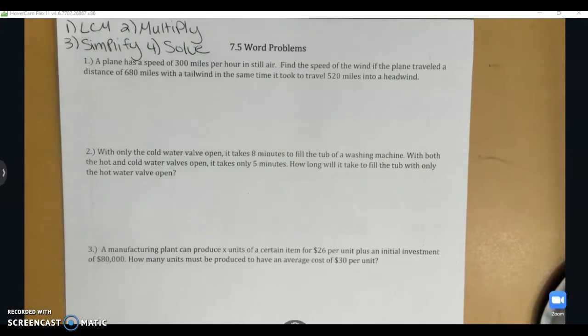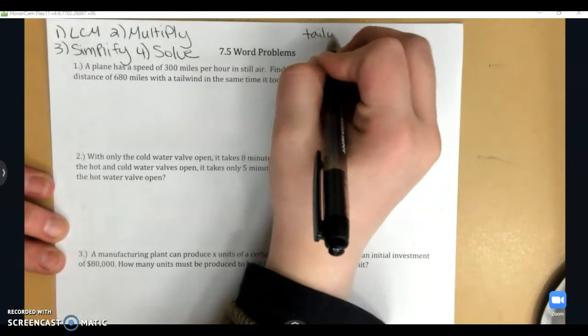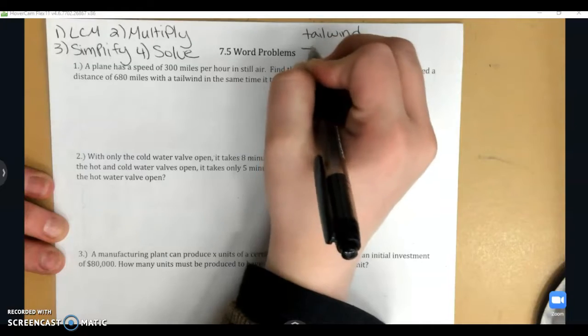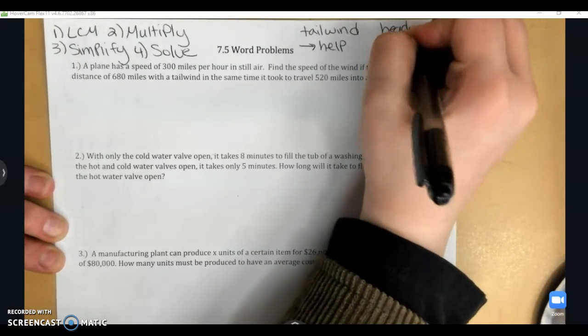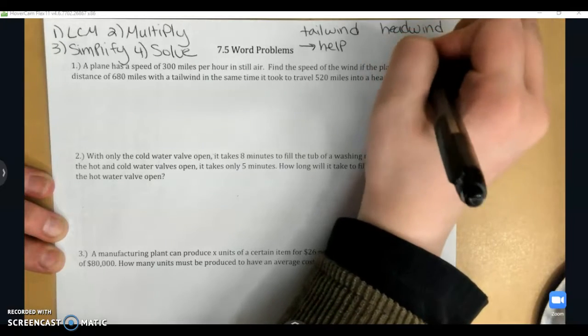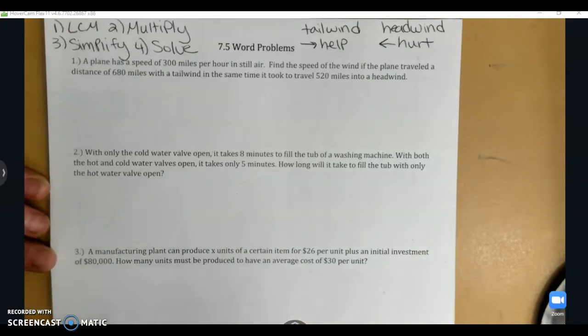So starting with number 1, I've got a plane that is flying at a speed of 300 miles per hour in still air. We need to find the speed of the wind if a plane went a distance of 680 miles in a tailwind and 520 miles in a headwind. So remember, a tailwind means that the wind is helping the plane. And in a headwind, we're flying against the wind and it's negatively affecting our speed.